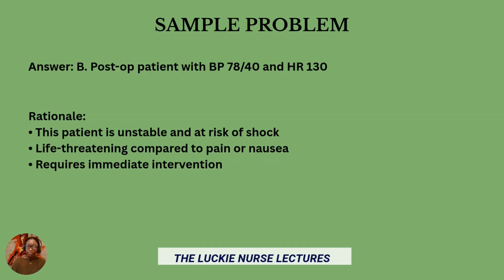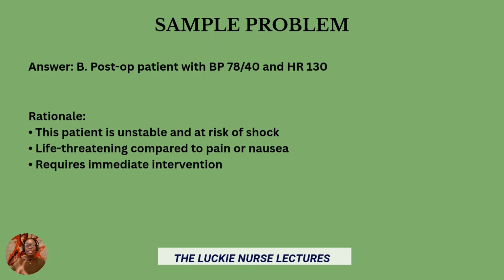So the correct answer is going to be option B, the post-op patient with a blood pressure of 78/40 and a heart rate of 130. This patient is at risk for shock. This patient is unstable. This patient needs to be seen first.